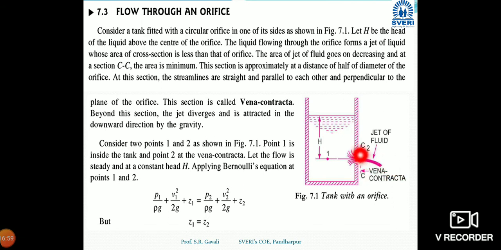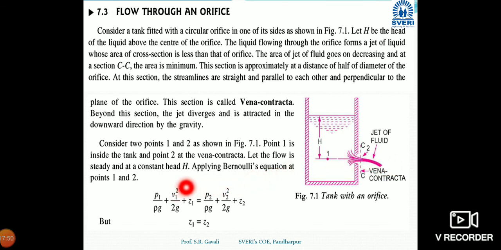But at one section the area of that jet becomes minimum, and that point is called the vena contracta. So the vena contracta is the section of the jet where the area of cross section becomes minimum. Now we will consider this vena contracta as section 2, and we want to calculate the velocity of the fluid flowing through this orifice. For that, the entire system is an application of Bernoulli's theorem. Therefore we apply Bernoulli's theorem at section 1, which represents the inside of the reservoir, and the vena contracta section is considered as section 2.